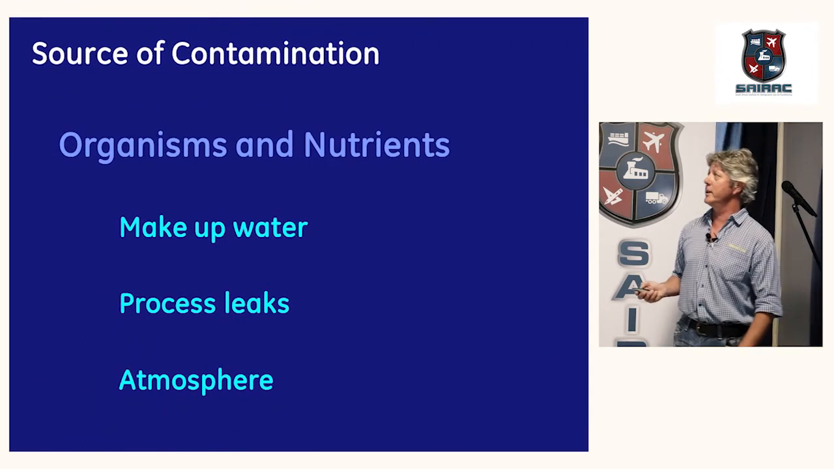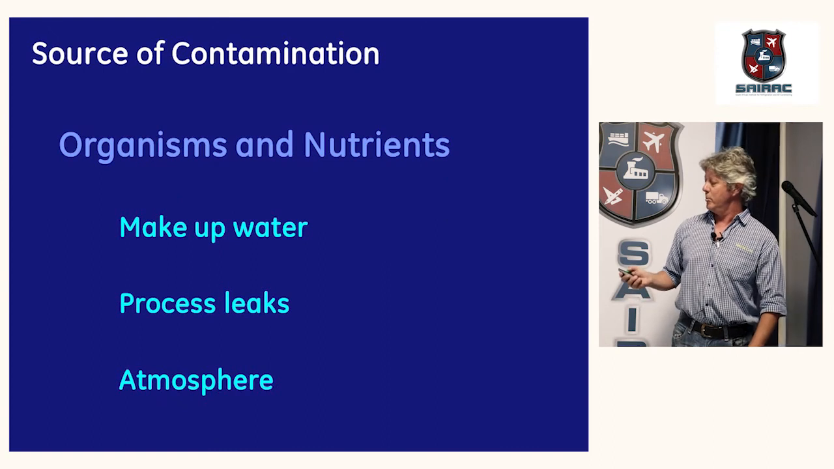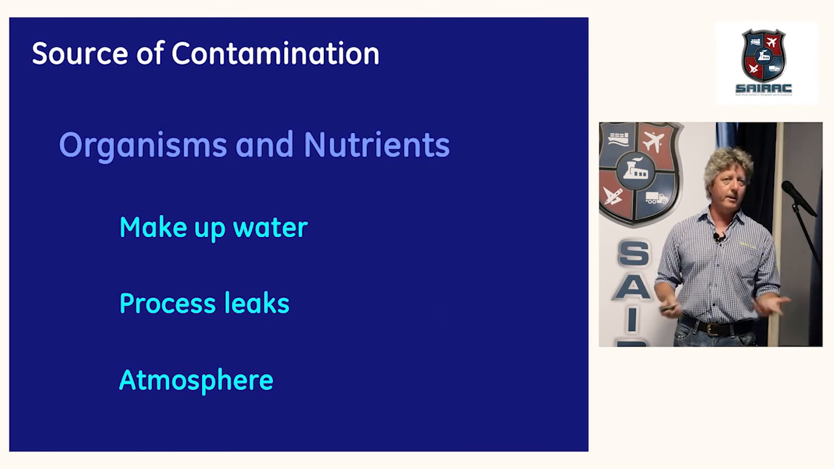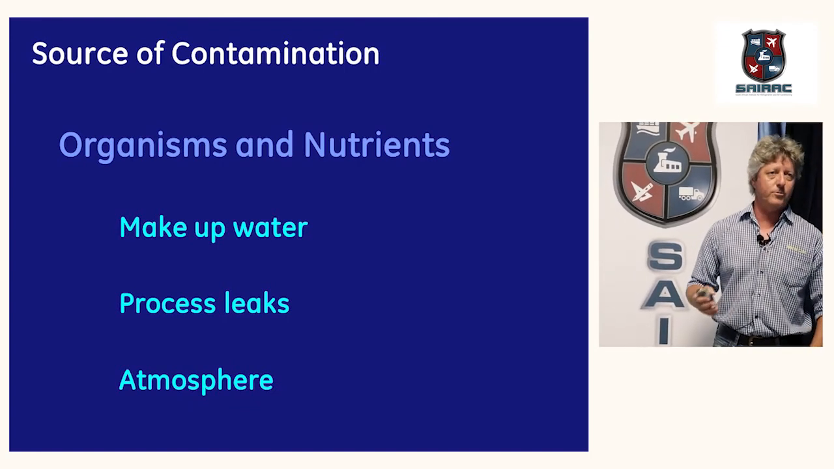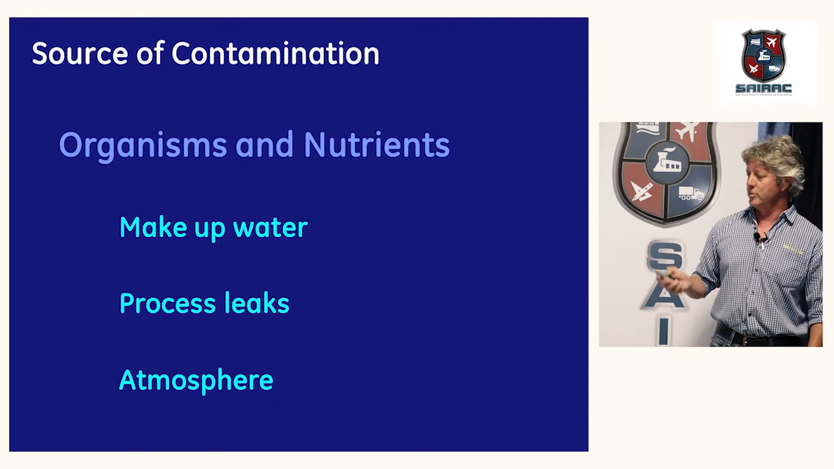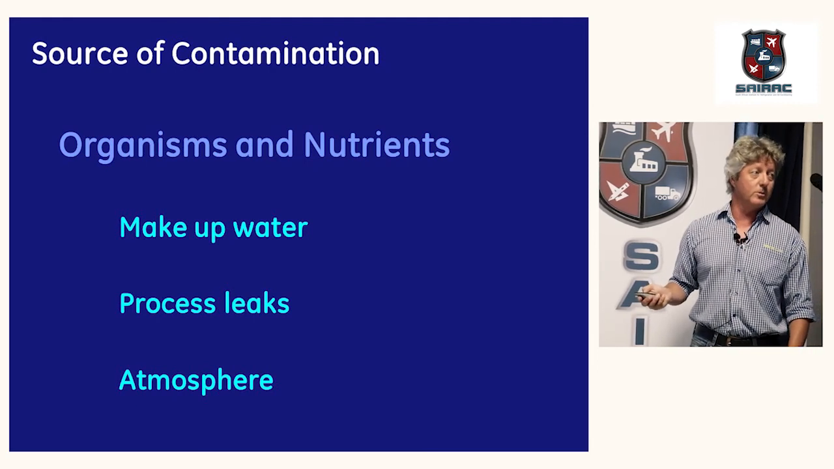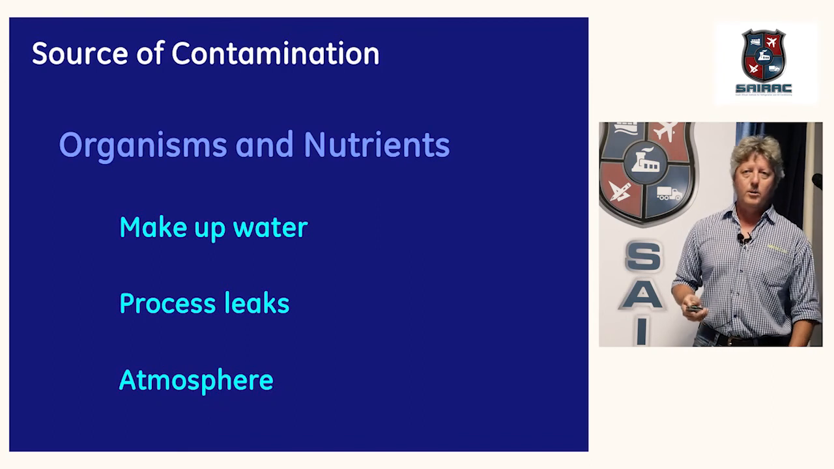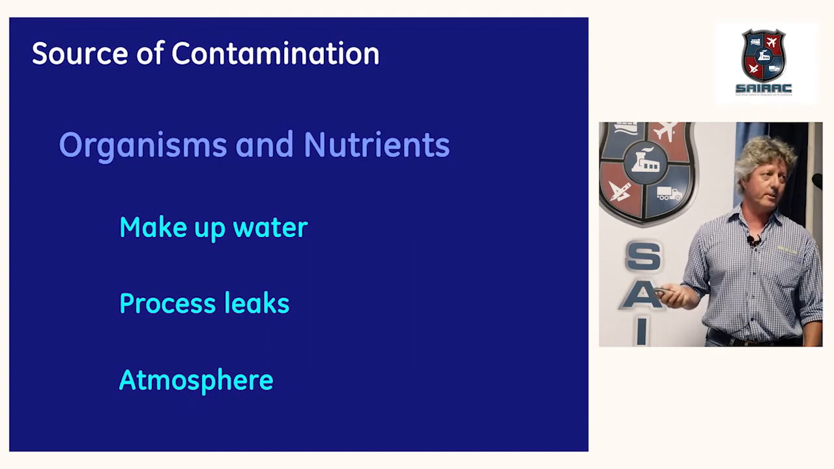Sources of contamination are the following: organisms and nutrients. They come from the makeup water, process leaks, and the atmosphere. Because these cooling towers are constantly scrubbing air, you have a continuous growth of organisms coming through the air. Your makeup water itself, if that is not from a good source, you will have a problem there. And then process leaks as well, because of corrosion, could also lead to more and more organisms getting into your system, as well as feeding them with all the extra nutrients.